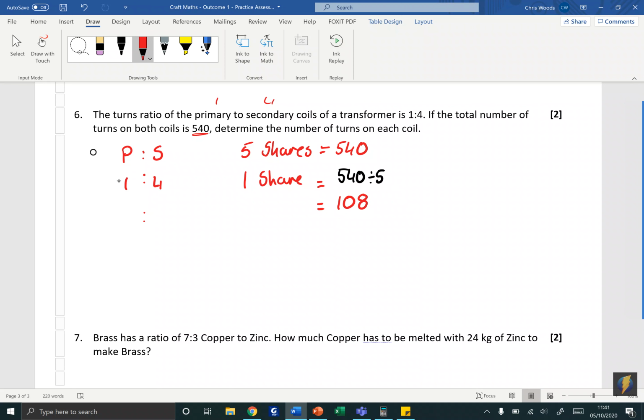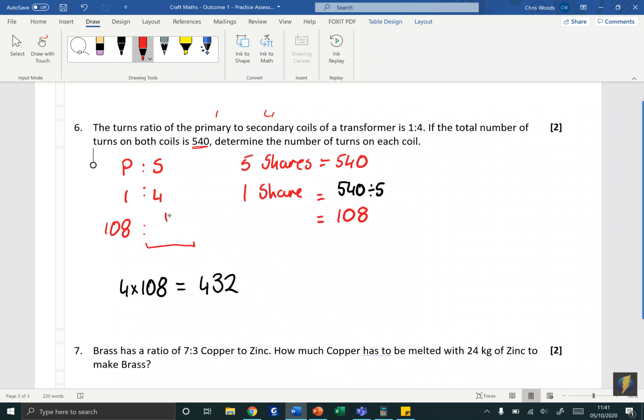So straight away I can look at this and say, well, if the primary has 1 of those shares, it's got 108 turns. How did I figure out the other? This is 4 times this, so we'll do a multiplication. So 4 times 108, and again I would just always write it all down, will give you 432. Right, so therefore the secondary has 432.